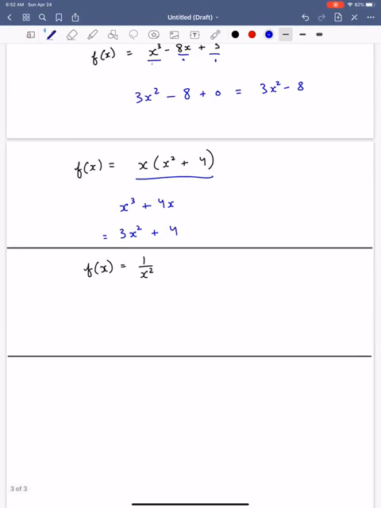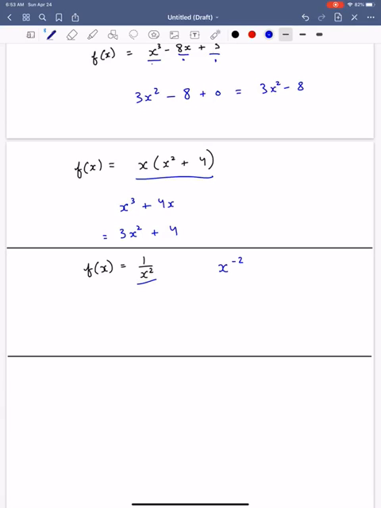And then what about this? You'd be like, okay, how do we do this? The power is not exactly on top. This looks weird. Well, remember, sometimes we have to write functions in a different way than they're given. Here we can write this as x to the power of minus 2. Now it makes it easier.